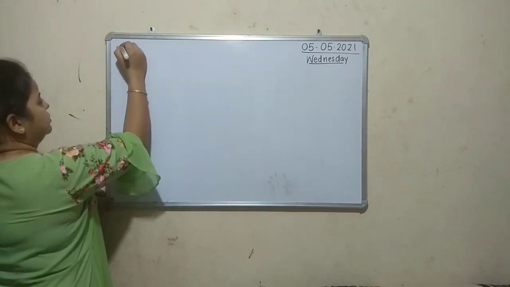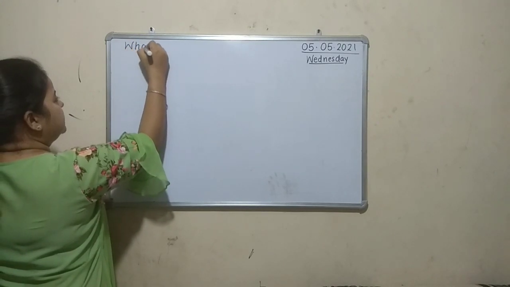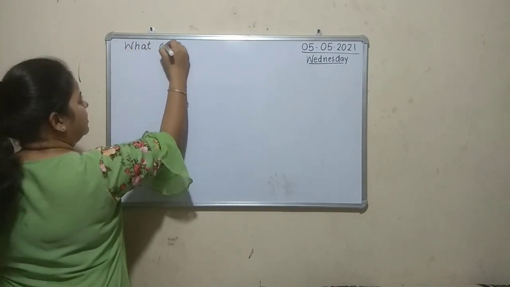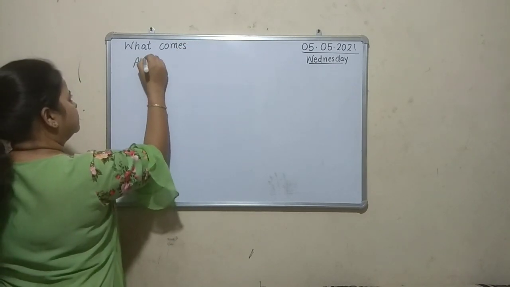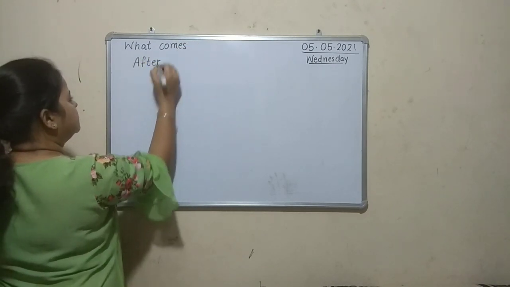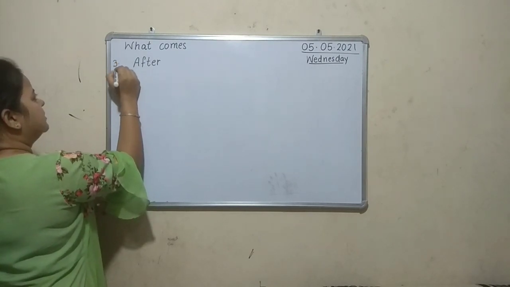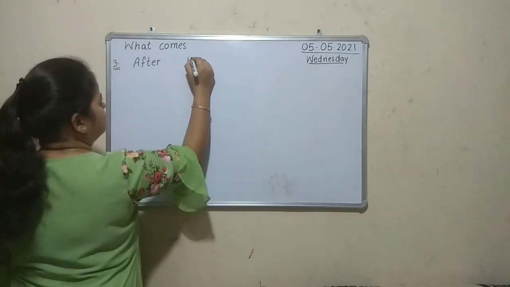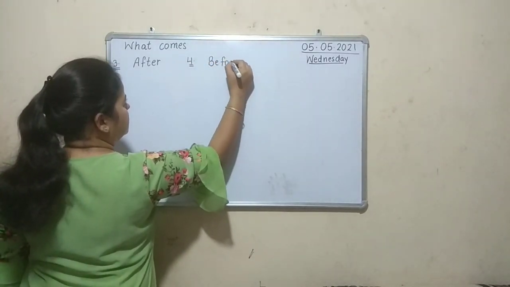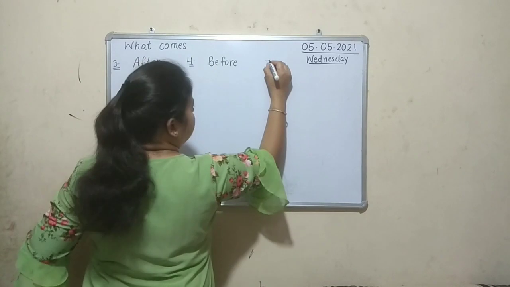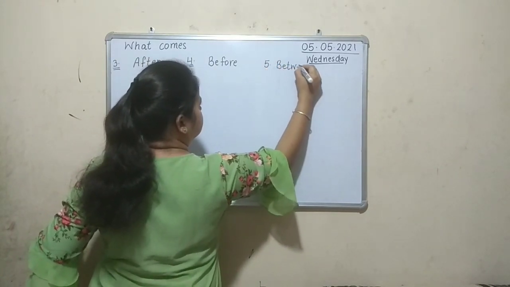Okay, now we will do what comes after. Number 3 is what comes after. Number 4, what comes before. And number 5 is what comes between.